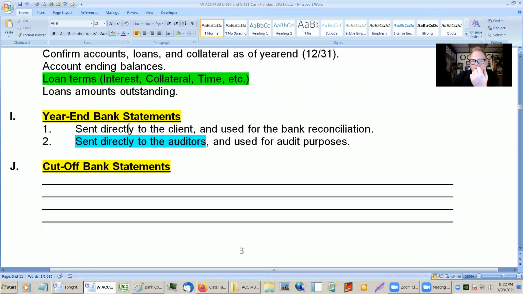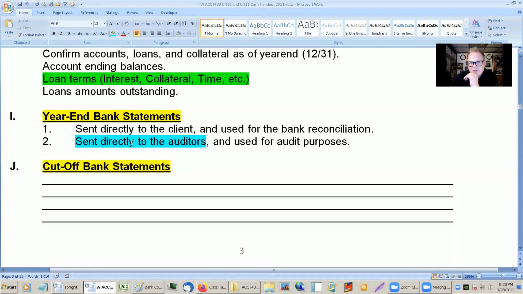There you go. So you don't want to use their bank statement, and we have this hierarchy of evidence where we want it directly from the third party. If you get it from the client, they may have altered it. So we get it sent directly to the auditors, and we use that to check their bank reconciliation, and some other stuff, payments and all that kind of thing.